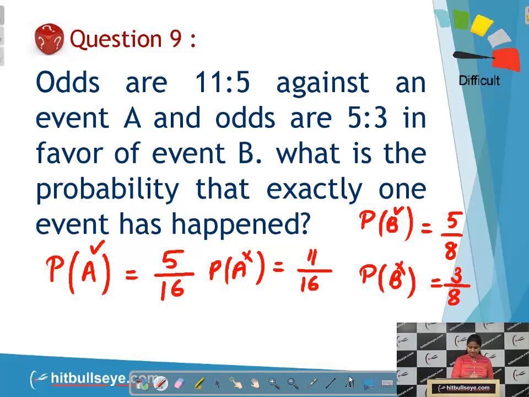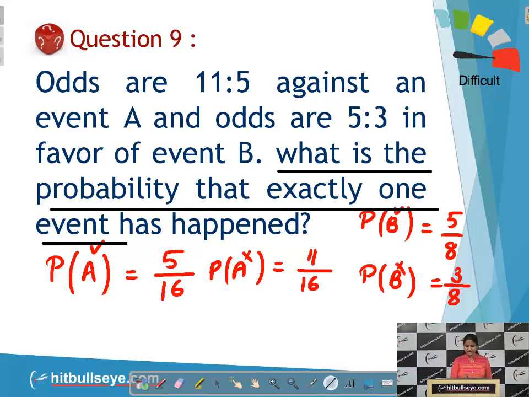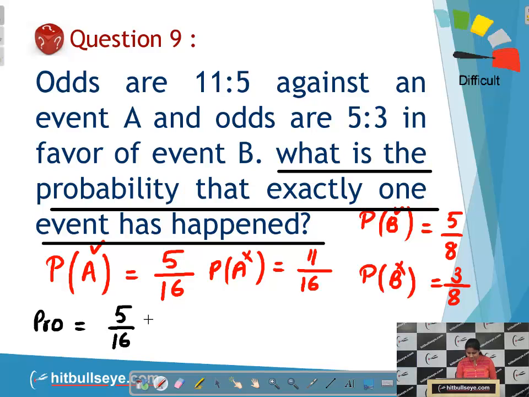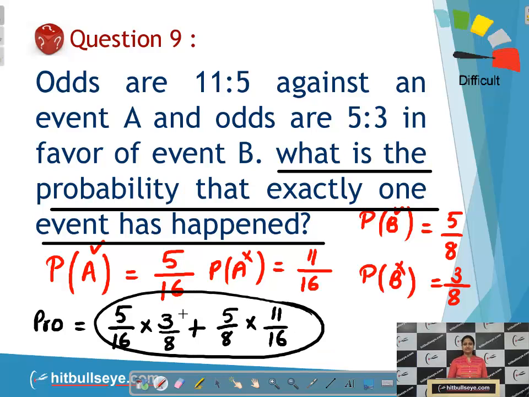Now what is the question here? The question says, what is the probability that exactly one event has happened? It means either A will happen, B not, or B will happen, A not. So we can write that the required probability will be A happening but B not happening, plus B happening but A not happening. So this is the answer in this case. You can solve it. I'm leaving the calculation part for you.